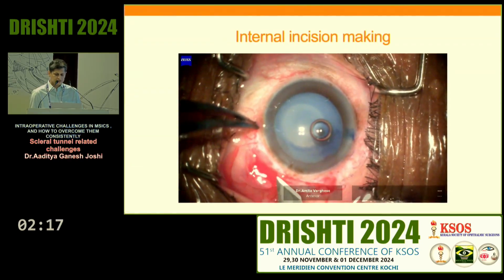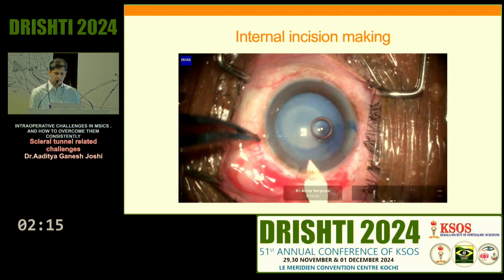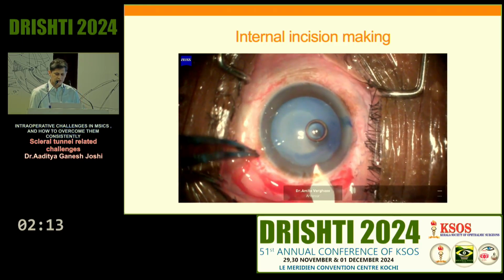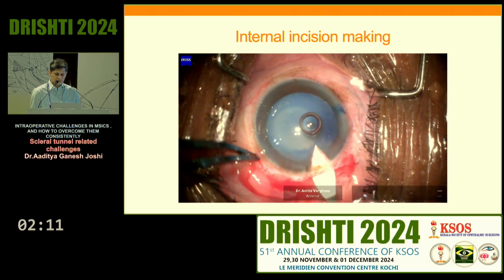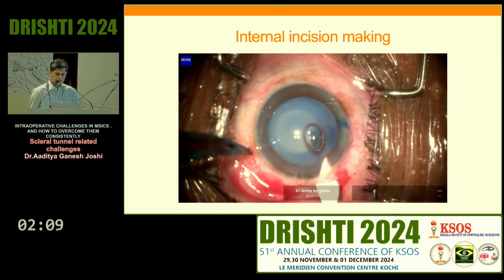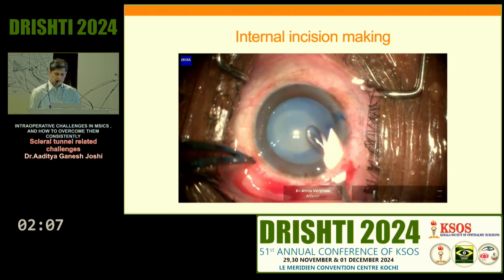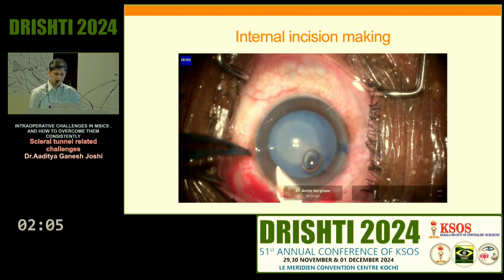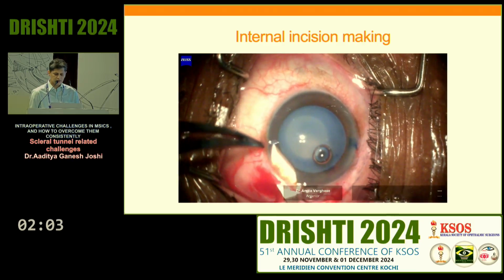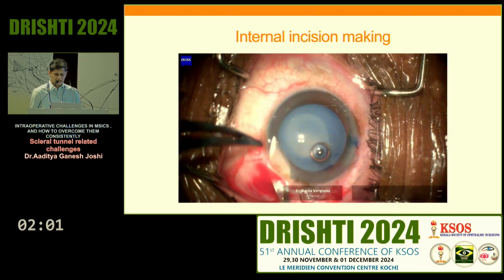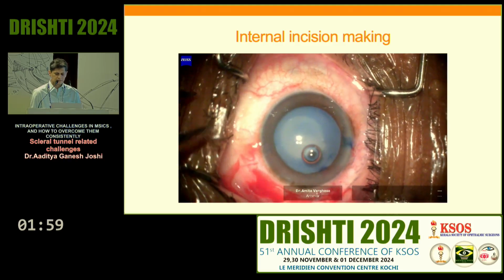For the internal incision, the globe should be firm enough with a viscoelastic inside. The keratome should be quite sharp, and then we have to dip into the internal plane that we have made, and then dip into the anterior chamber. The knife should be parallel to the iris plane.